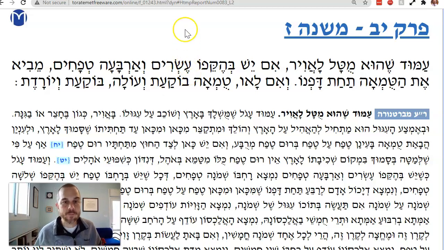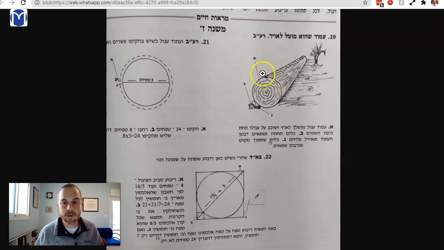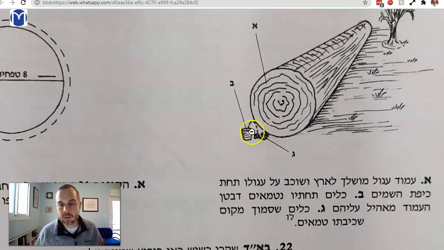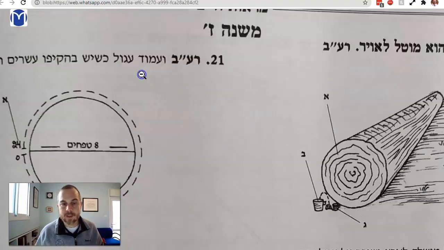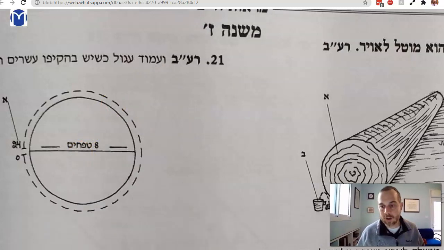It depends. If the circumference of this beam, this log, here you have a log. You have tumah under it. The question is, does the log transfer tumah? I would have done it down, like if I had a tumah here, then does it transfer to a kli over here or not? So the question is, how wide is the log? What's the circumference?